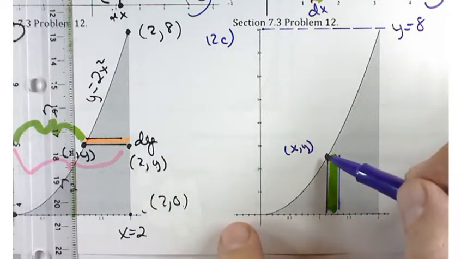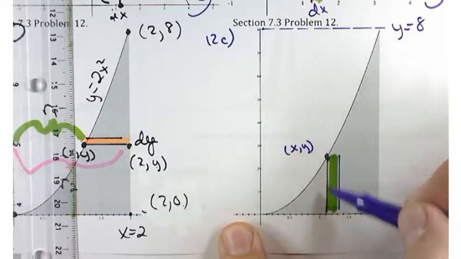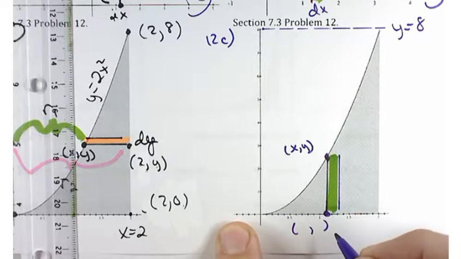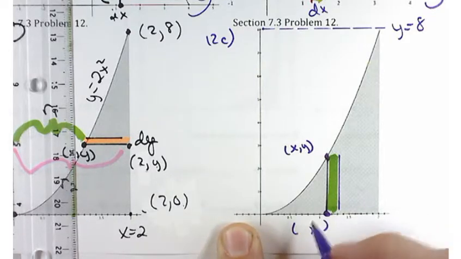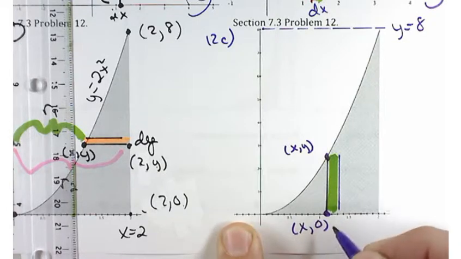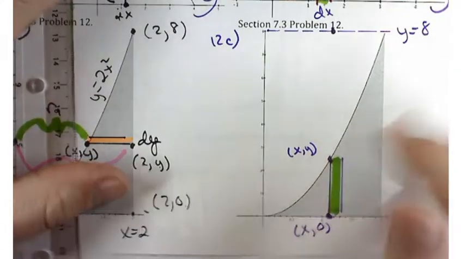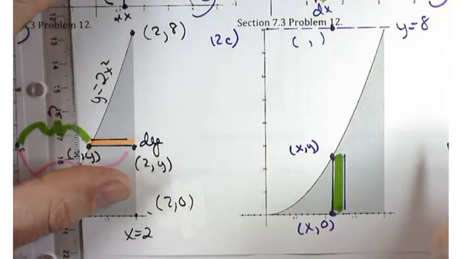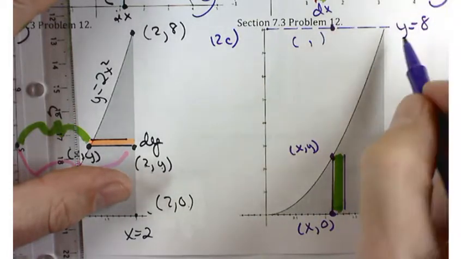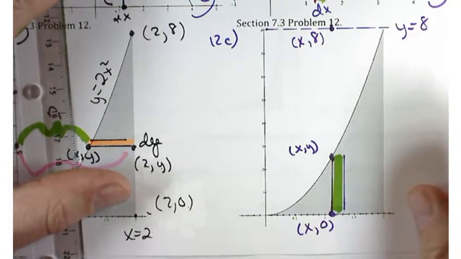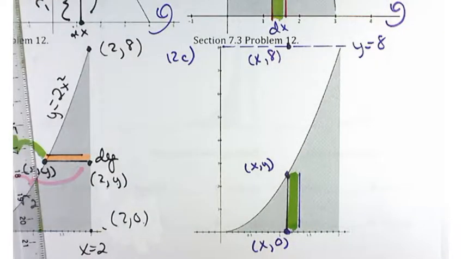Now, if I put on this curve this general coordinate, what would be the coordinates down here on the x-axis? X and 0. Good. Up here, if I draw a line straight up, now what are the coordinates going to be? Way up here on the line y equals 8: X and 8. So it's important to kind of keep those things straight.